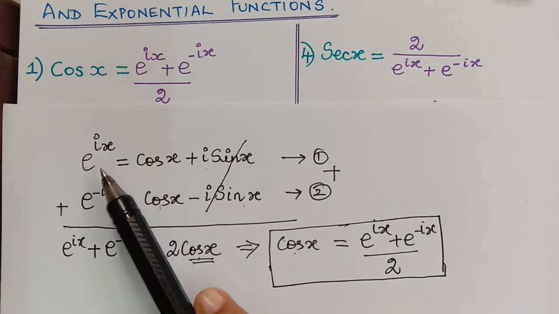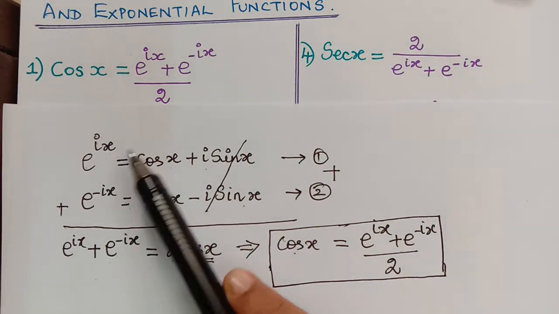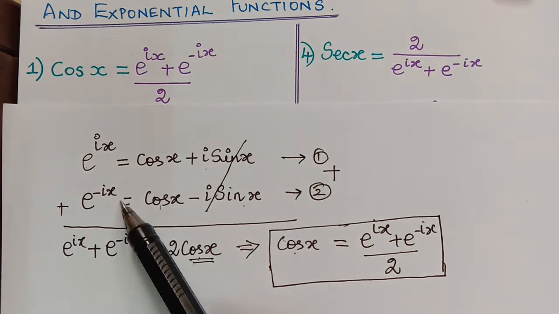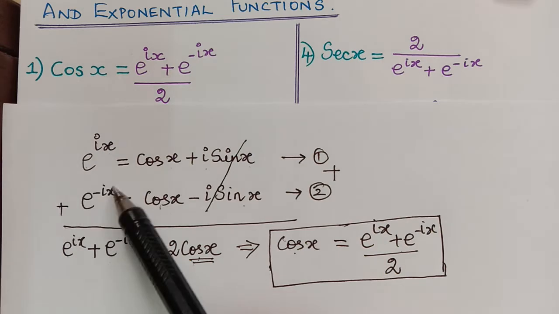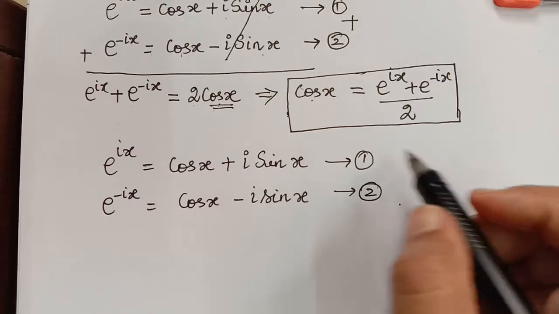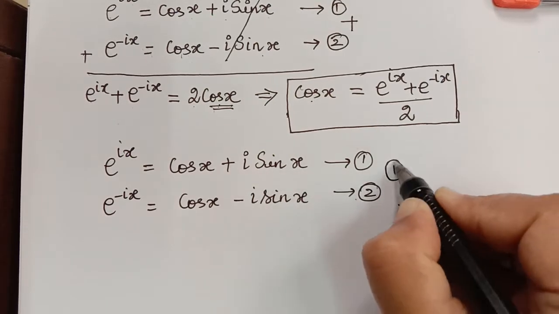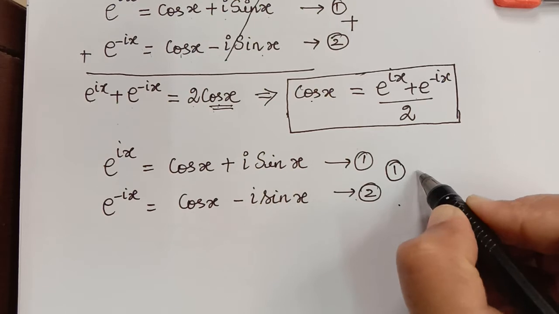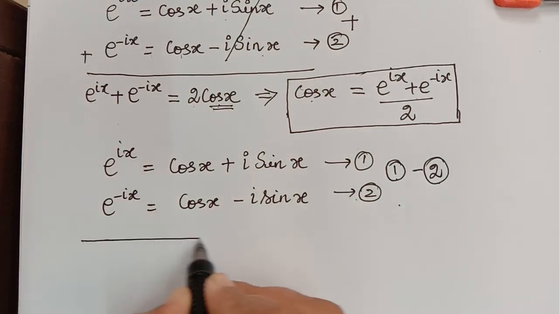So for sin x, we have to take the difference of these two. For cos x, we took the sum of these two terms. Now for sin x, we have to take the difference. That is, we have to subtract this term from this term. So let us see that now. So now here again I have written these two equations. So what I am going to do, I'm going to subtract equation 2 from equation 1. So when we do so, what do we get?